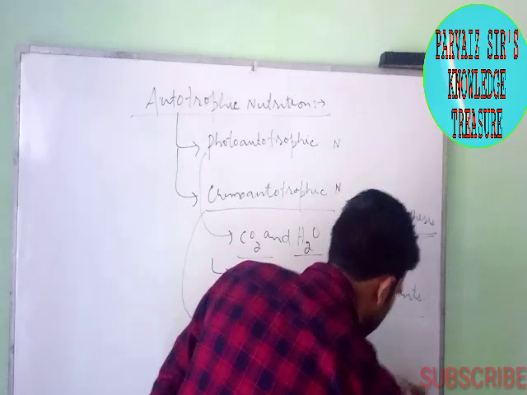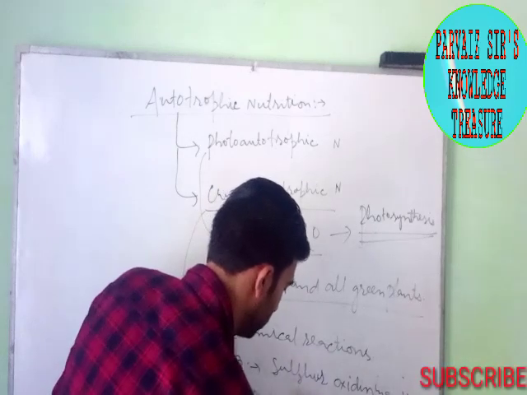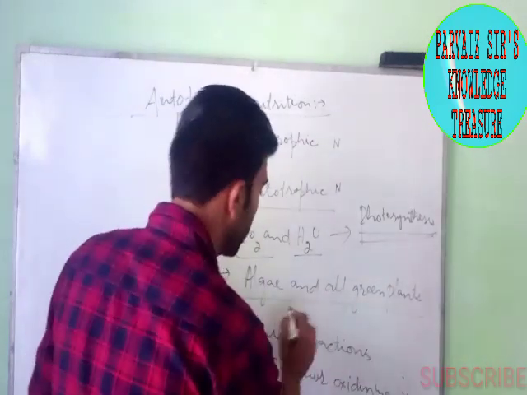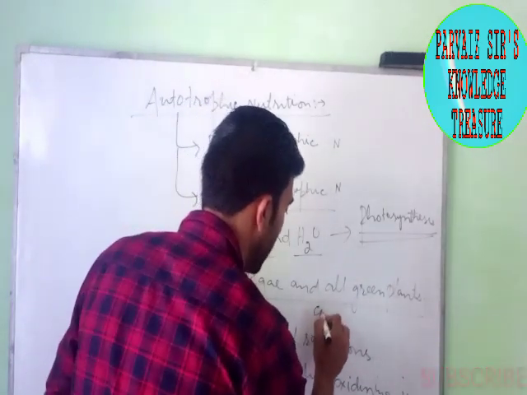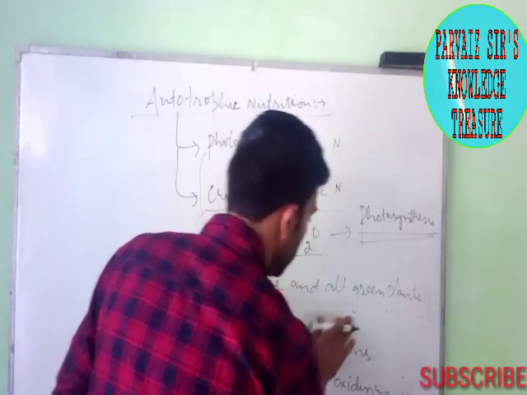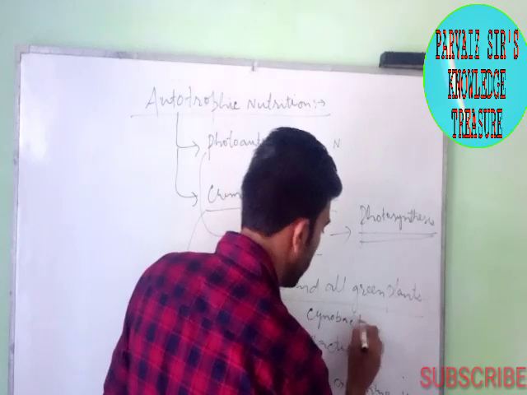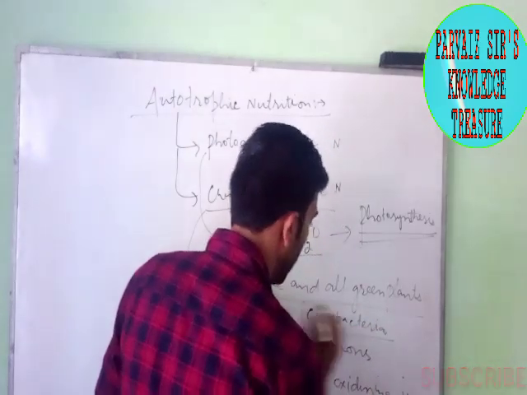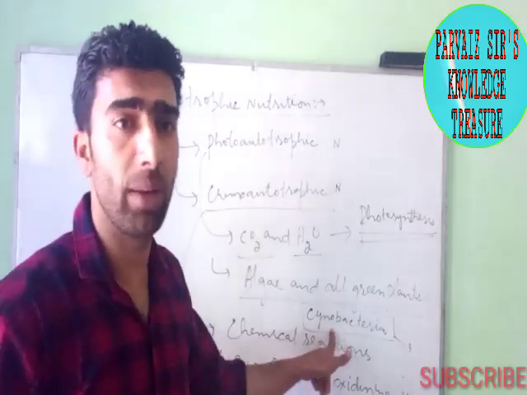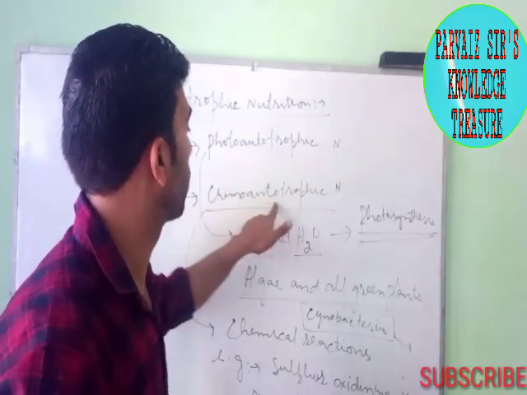iron oxidizing bacteria, and certain blue-green algae, or we can say cyanobacteria, which live in harsh environmental conditions. Some cyanobacteria which live in harsh environmental conditions obtain their food by chemoautotrophic nutrition.